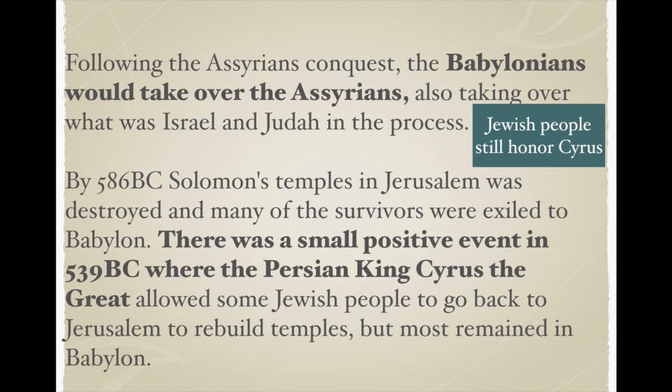So following the Assyrian conquest, the Babylonians then take the place of the Assyrians as the new controllers of Israel and Judah. However, there was one small positive period when in the mid-500s there was a Persian king who took over that territory, and he actually allowed Jewish people to go back to Jerusalem to rebuild temples. So to this day, in the 21st century, Jewish societies still thank King Cyrus, who's actually a Muslim, for his kindness for allowing Jewish people to go back to Jerusalem during this time to help rebuild temples.